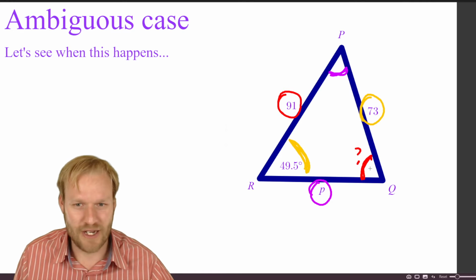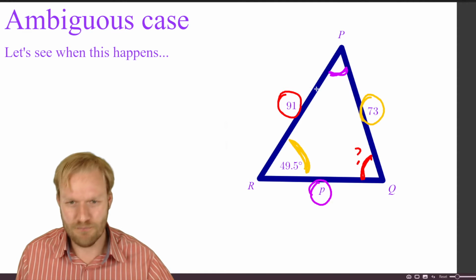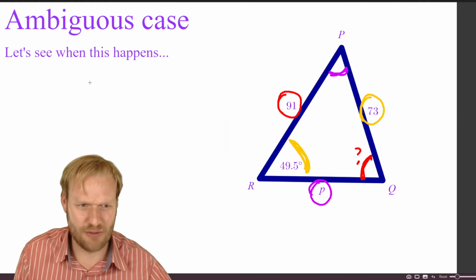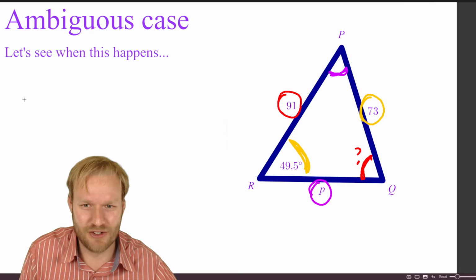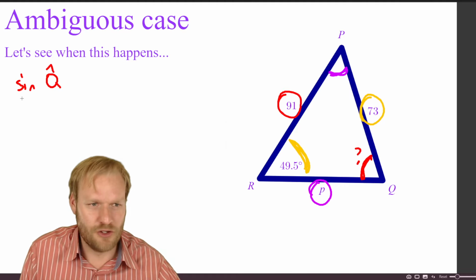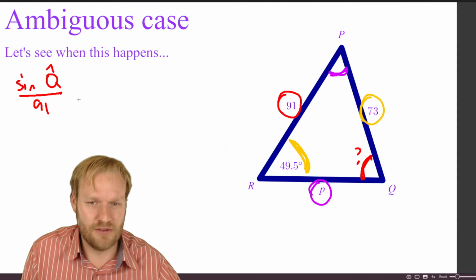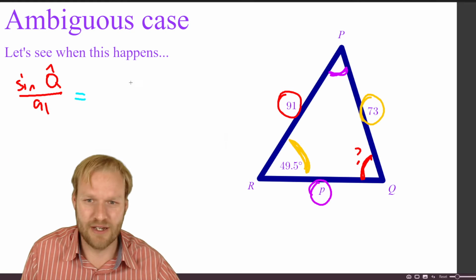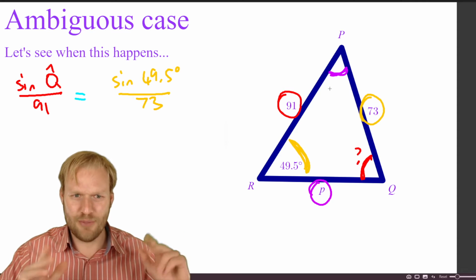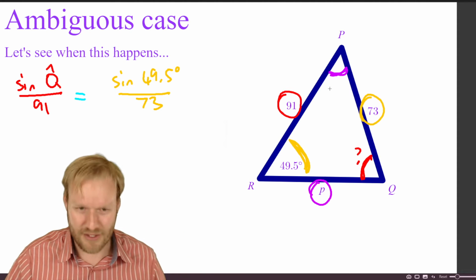Because we don't know that angle, but we know the side opposite it, and we know another side-angle pair. So we write down, well, we don't know what Q is, so let's go sine of Q over 91. And that's going to equal, now we've got the yellow pair, sine of 49.5 degrees over 73. Let's take a pause at that moment.